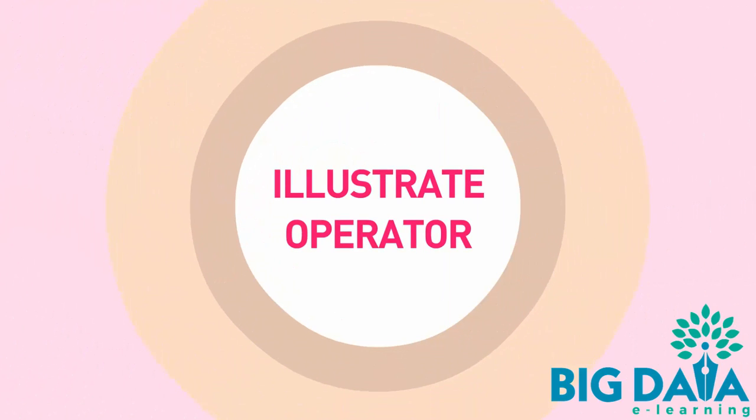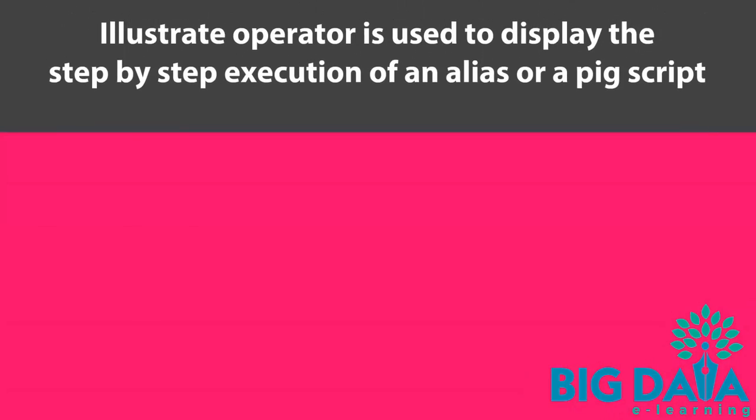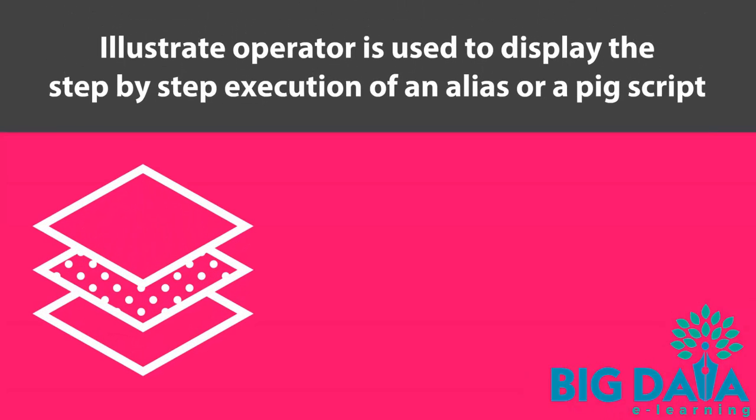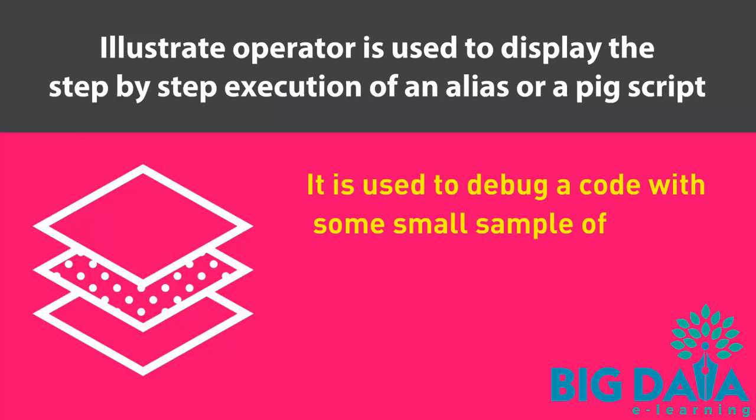Illustrate operator. Illustrate operator is used to display the step-by-step execution of an alias or a Pig script. It is used to debug code with some small sample of data. For example, illustrate A gives step-by-step execution of the alias A.